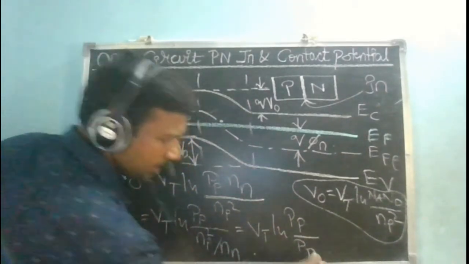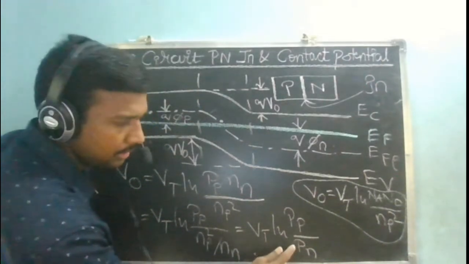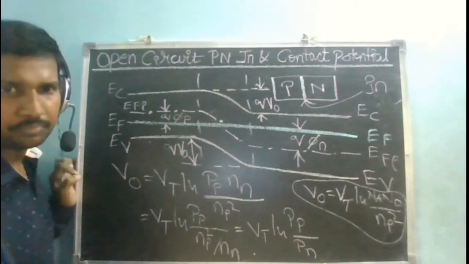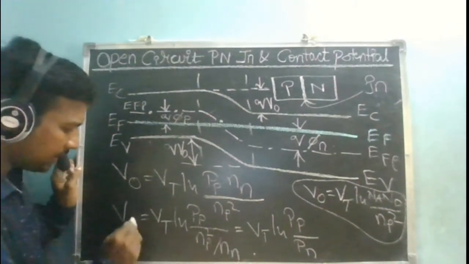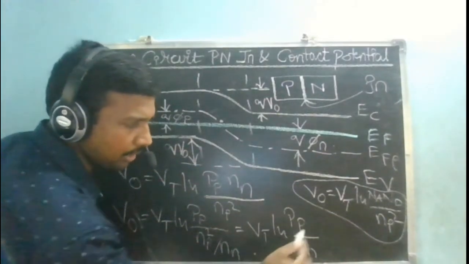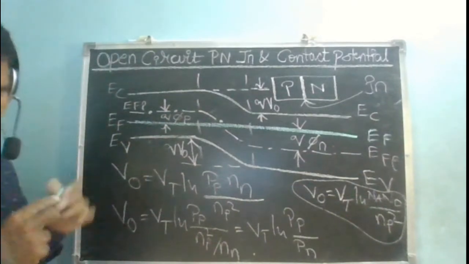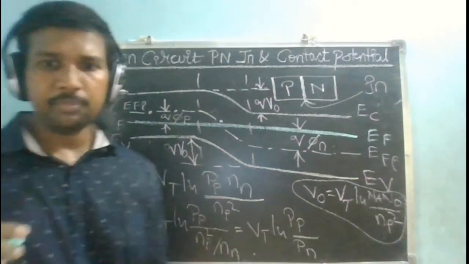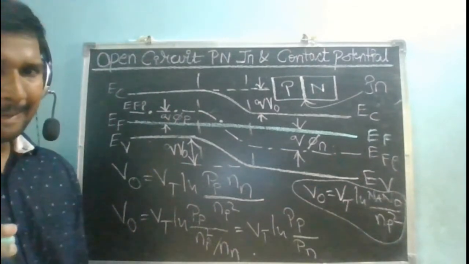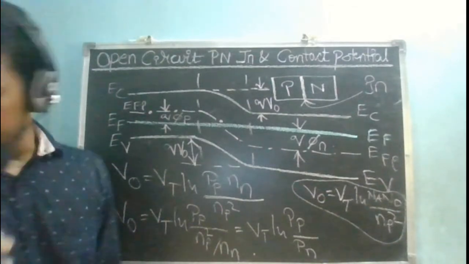Yes or no? Yes, sir. So how do I represent that? Minority charge carriers in n-type are holes, Pn. Is this understood? My V0 is given by Vt ln Pp by Pn. What is Pp representing? Holes in p-type semiconductor. What is Pn representing? Holes in n-type semiconductor.